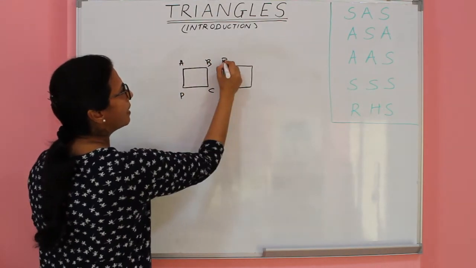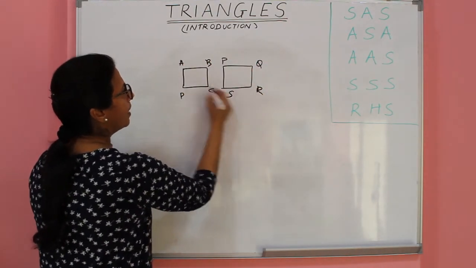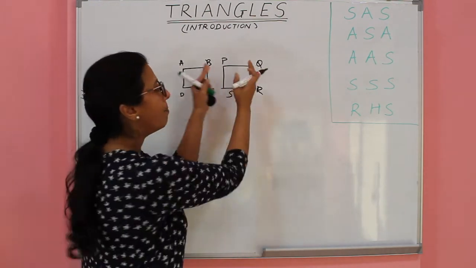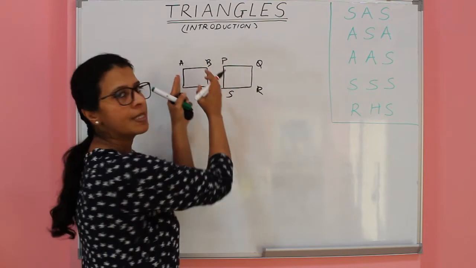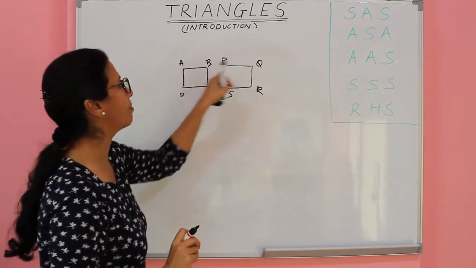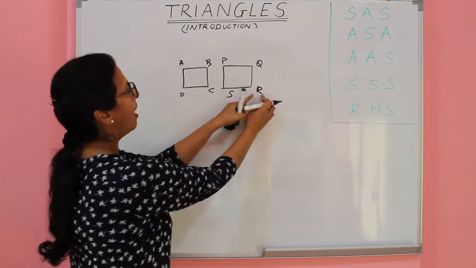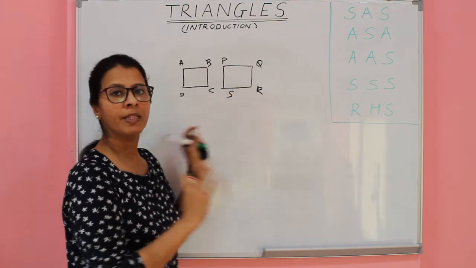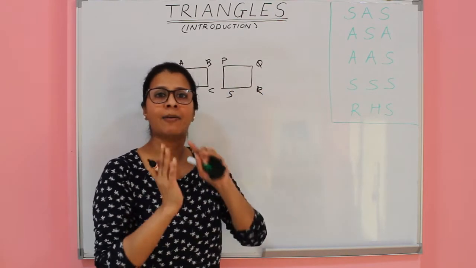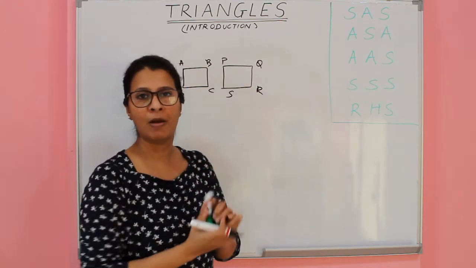It means when I say ABCD is congruent to PQRS, it means when I am placing PQRS on ABCD, it should exactly match. Means my P should exactly match with my A, Q on B, R on C and S on D. Then I will say that ABCD is congruent to PQRS. It should be an exact match when I keep one shape on the other.